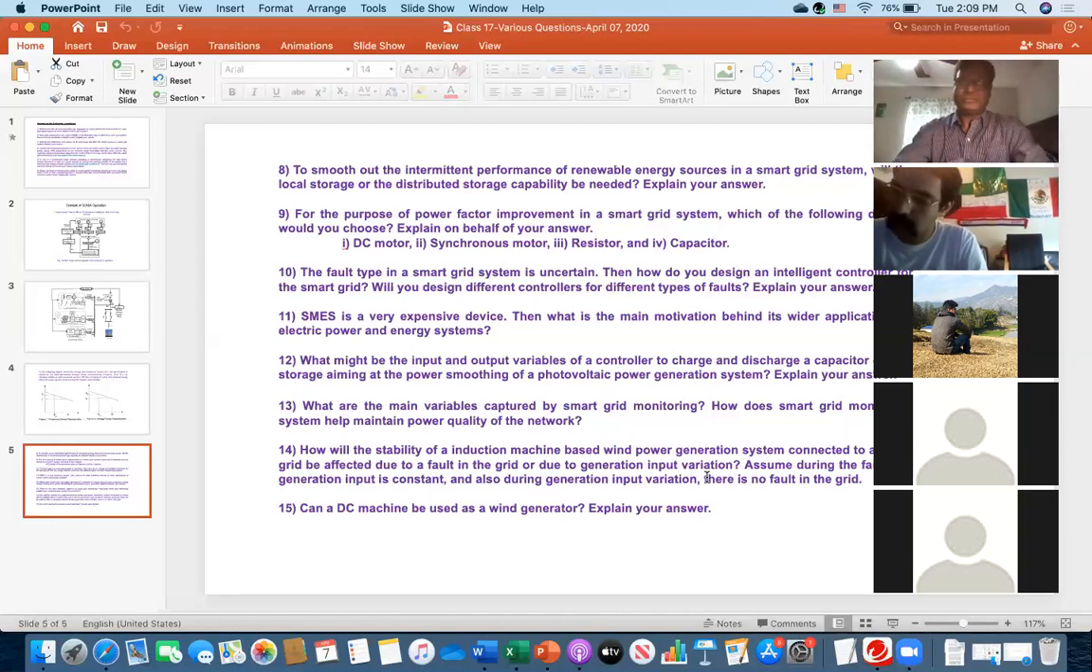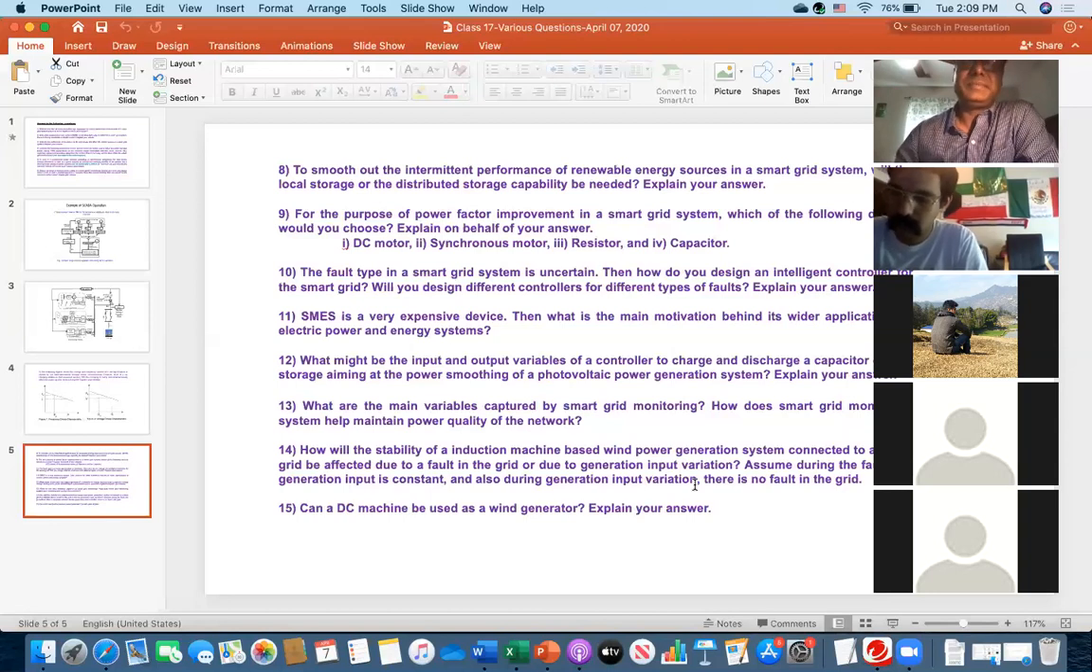So the answer is, for example, assume that the generation input is constant. Everybody assume that, for example, wind speed is constant for a certain time, 1 minute, 2 minutes, 10 minutes, whatever it is, or a couple of seconds. So generation input is constant, wind speed is constant, meaning it was providing constant power, voltage, frequency, everything was fine. Under that condition, suddenly the fault happened.